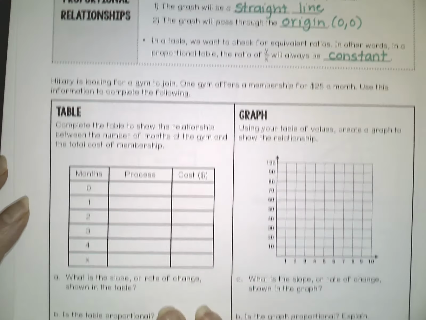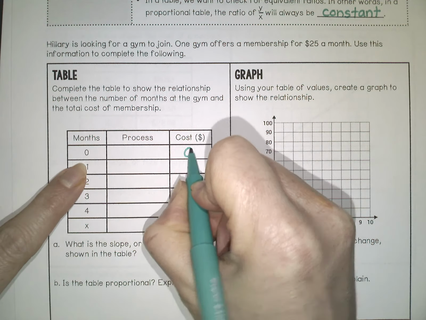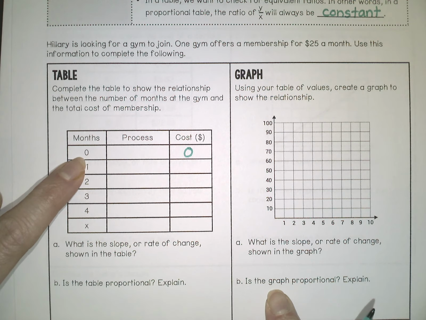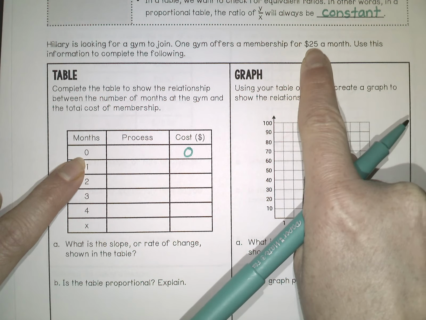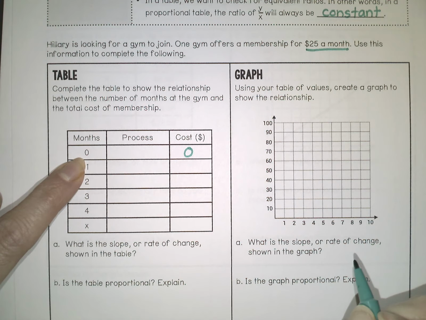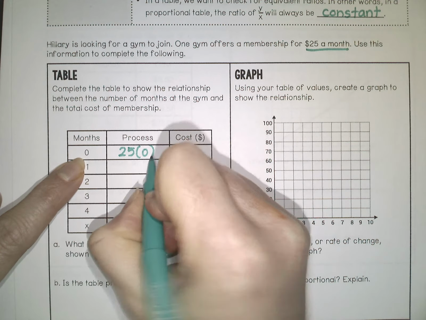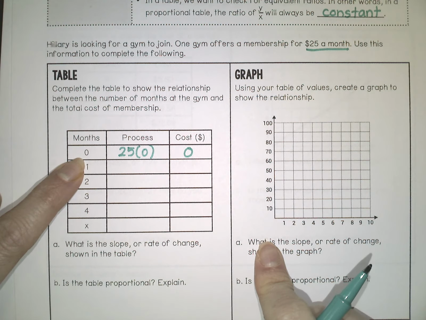So our table here. If Hillary joins the gym for 0 months, what will we do to find her cost? Now, we've talked a little bit about these. Hopefully it's going to cost $0 because she has not gone any months. So what would we do? Our key piece here is that the membership costs $25 a month. Okay, so that's $25 every month. And if we go for 0 months, her cost is going to be $0.